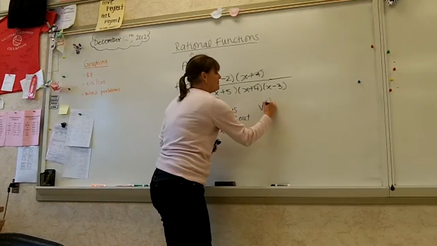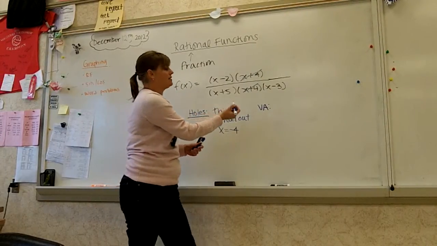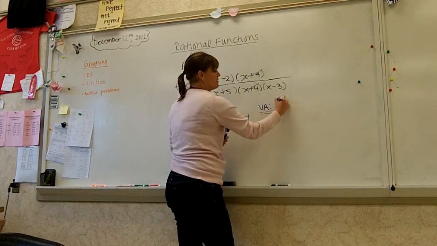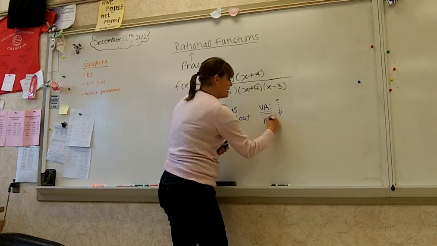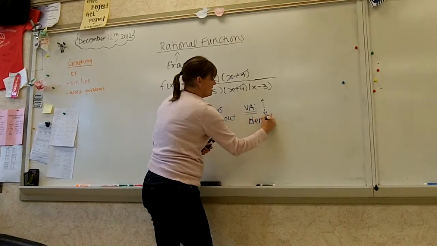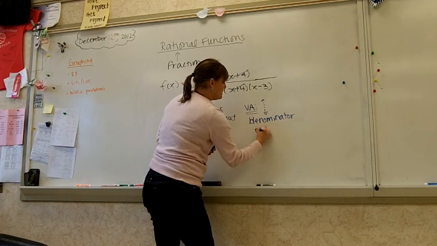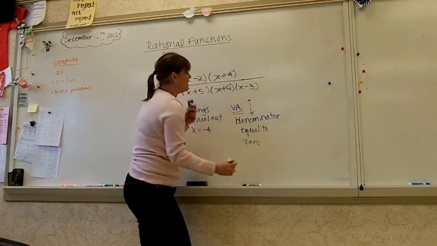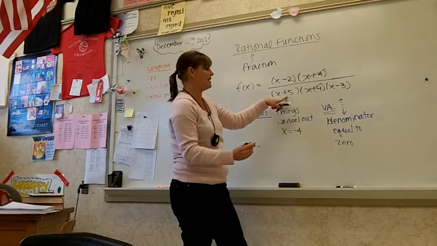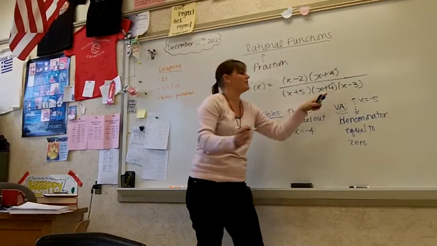Then we need to talk about vertical asymptotes. After you look for holes, then you look for vertical asymptotes. And vertical asymptotes, remember, they're these things that go up and down vertically. They happen when the denominator is equal to 0. So in this case, it would happen when x is equal to -5 and when x is equal to 3.